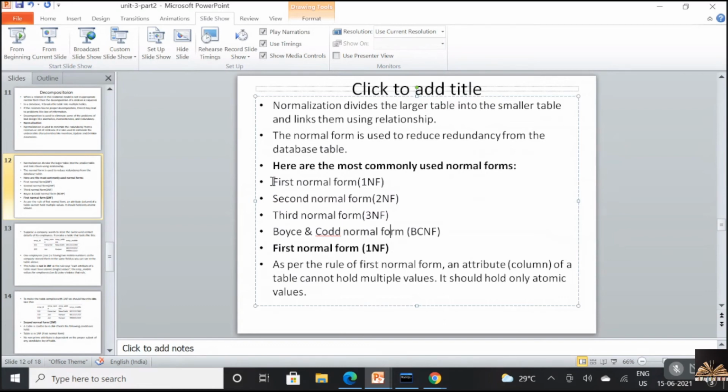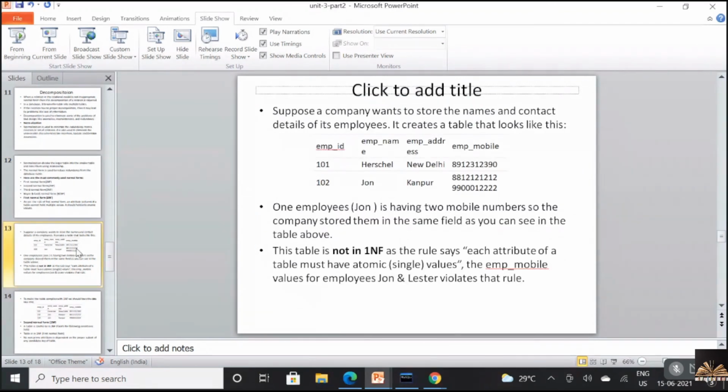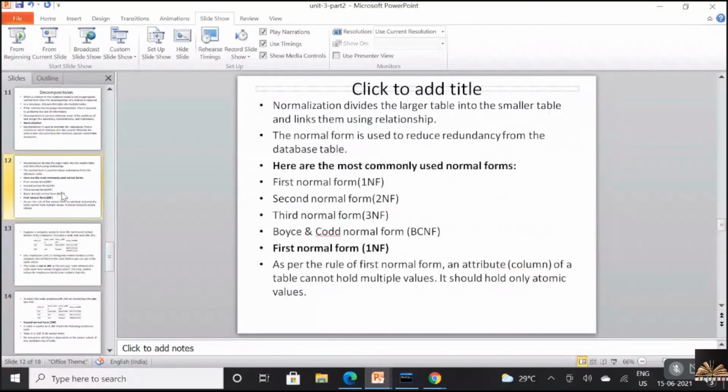Once you are done with the normal forms, that is the end of your third unit. What is first normal form, and what are examples of first normal form? We'll be working with that in the next class.